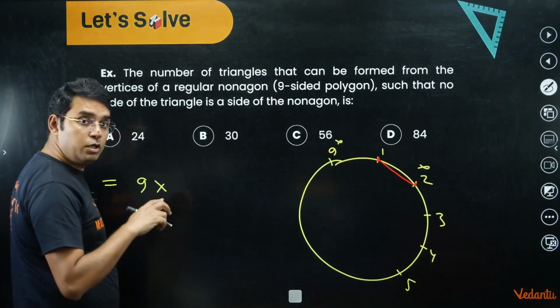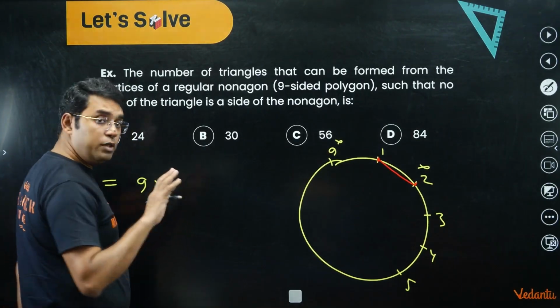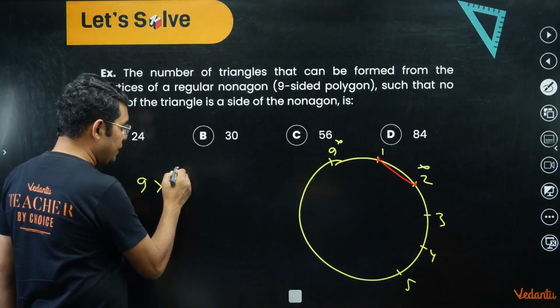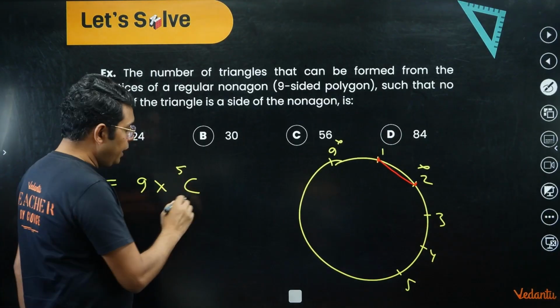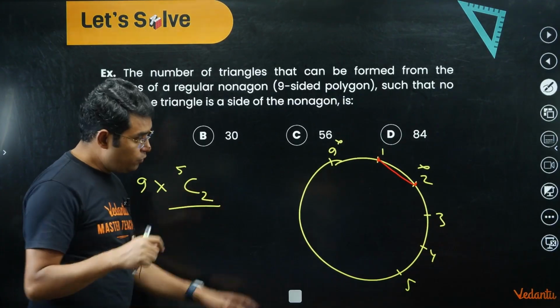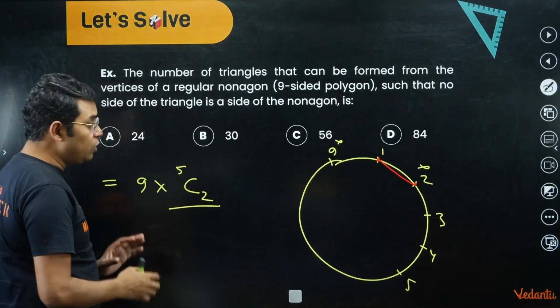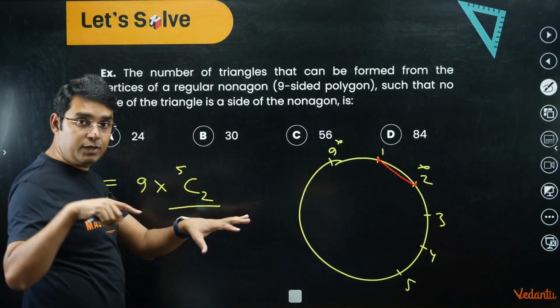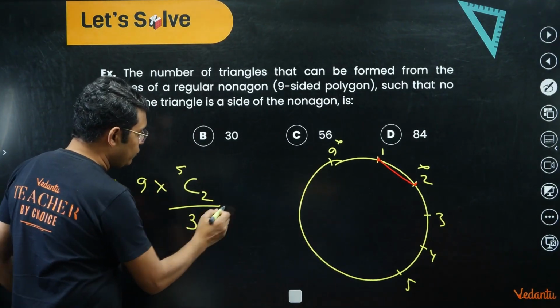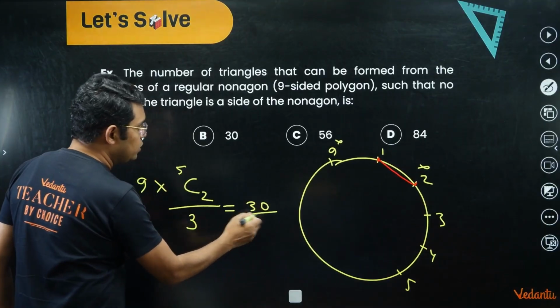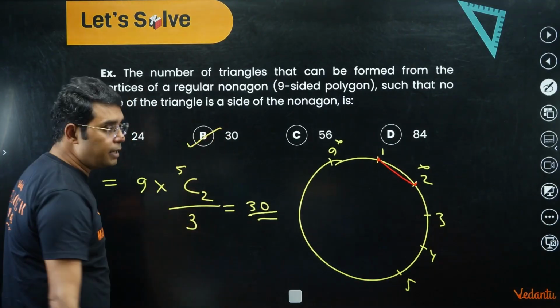So from 6, if you need to choose 2, there will be 4 plus 1, 5 gaps and 2 vertices to be selected, so 5C2. But in this case there is a duplicacy, so we have to divide it by 3 also. So this becomes equal to 30. So this is how it can be done.